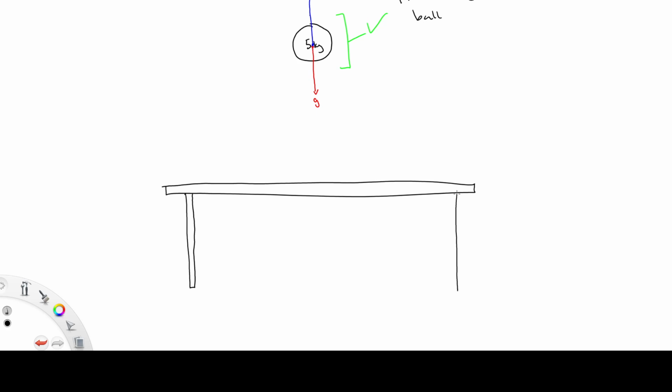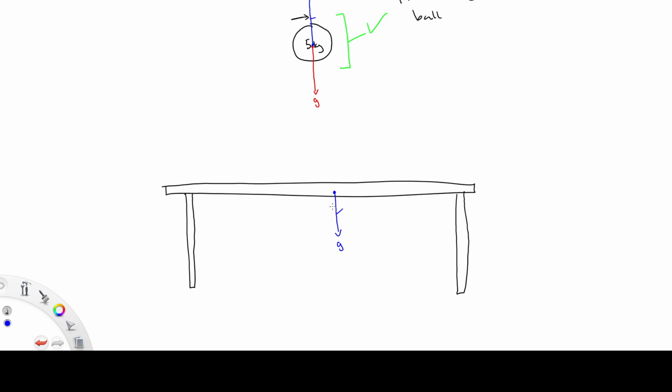This is the table. So what forces are acting on the table? From this blue arrow, we already know that there's a downwards force on the table, which is equal to G here. This is due to the ball. This is Newton's third law in action. This force and this force on the ball are connected, okay?